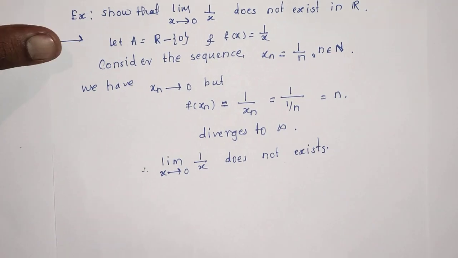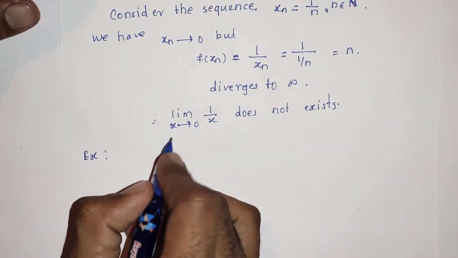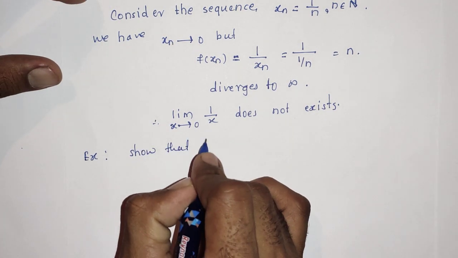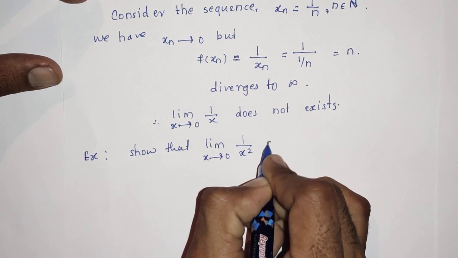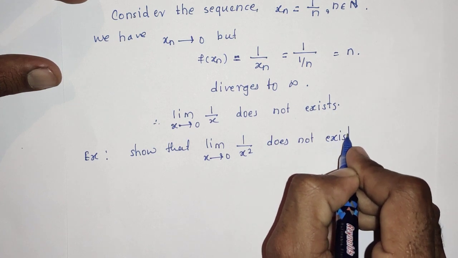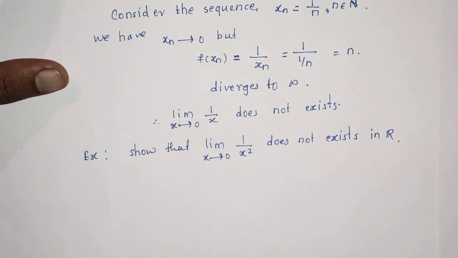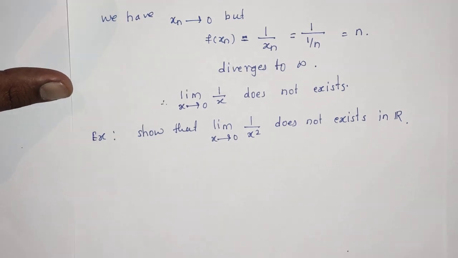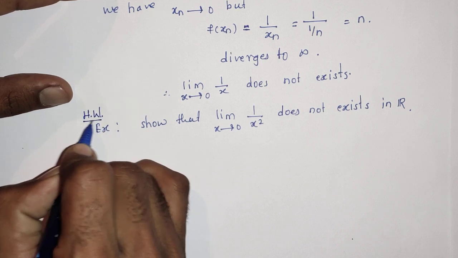Now the second numerical is similar to this. Show that the limit as x tends to 0 of 1 upon x square does not exist. Similar to this example, you can take the sequence xn equal to 1 upon n and prove similarly that this sequence does not converge, that is, it diverges to infinity. This is for your homework.